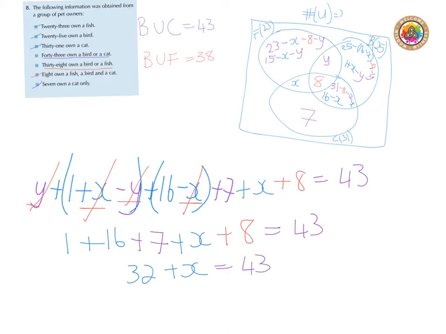And again, what do I need to do here just to get X on its own? Well, I'll simply take away 32 from this side. If I take away 32 from this side, I have to take away 32 from that side. So these will cancel, and I'm going to be left on this side with X, and that's equal to 43 take away 32, which is 11. Okay, so that's the first bit. And now instead of the X's, I can replace that with the 11.